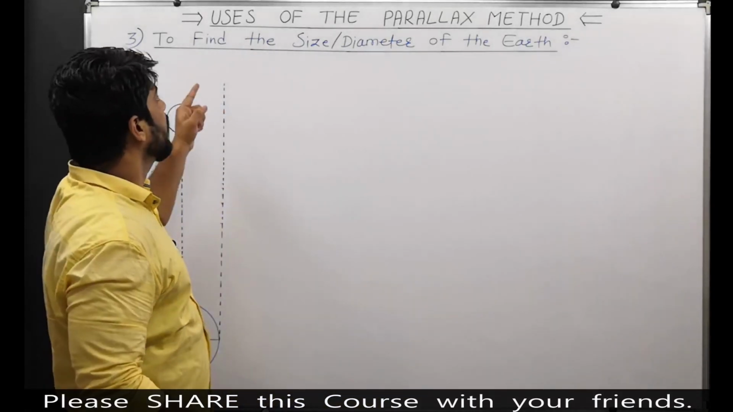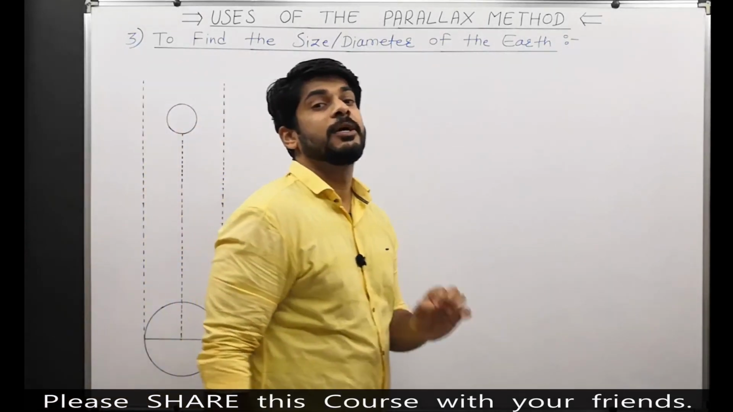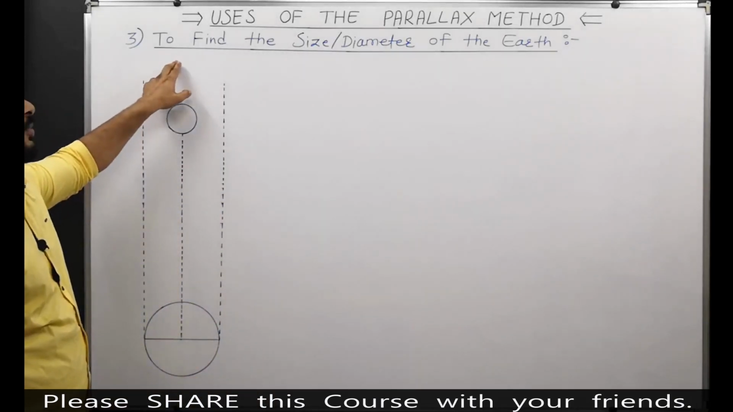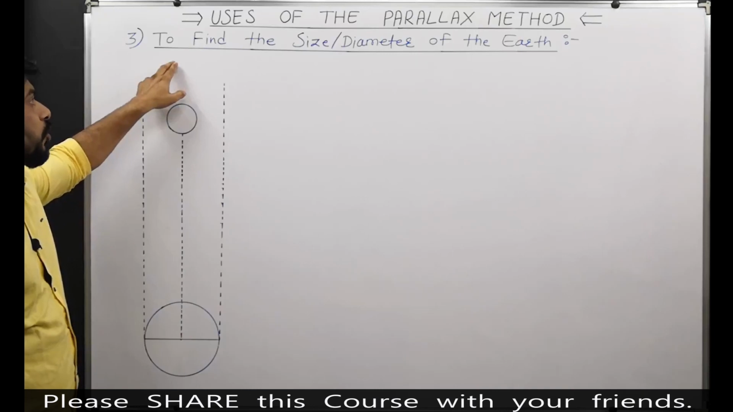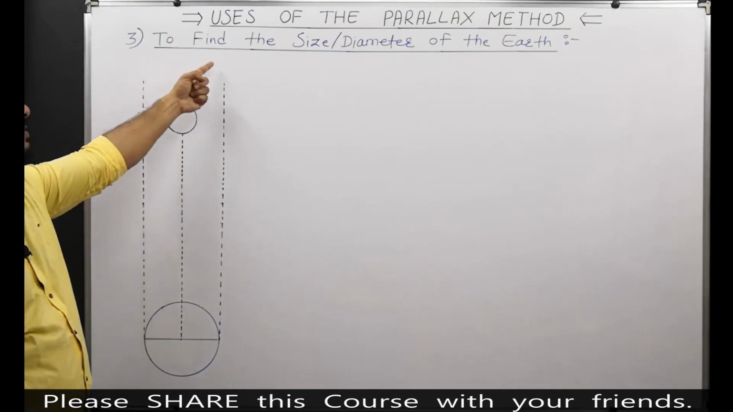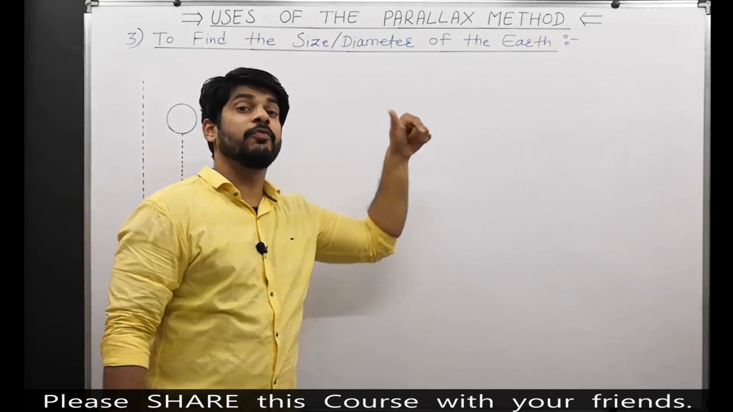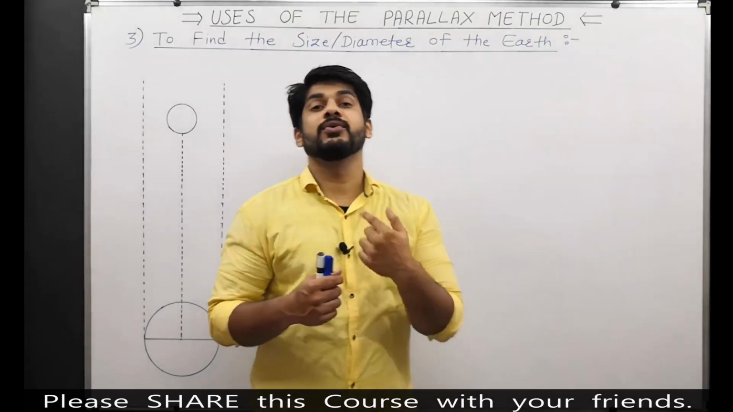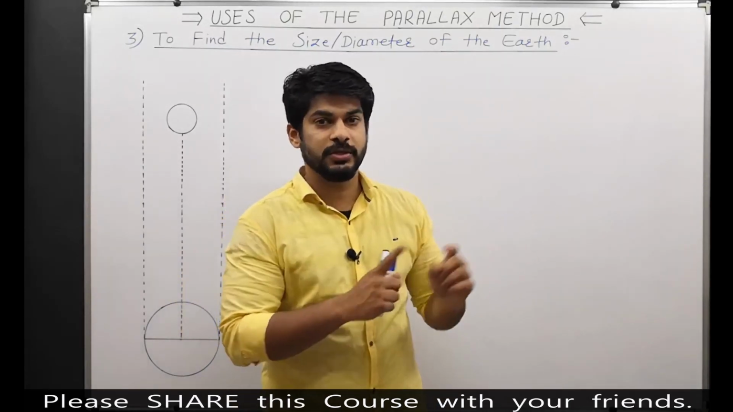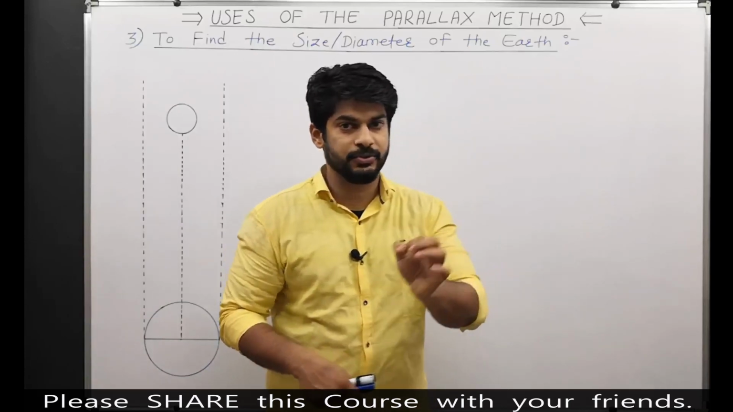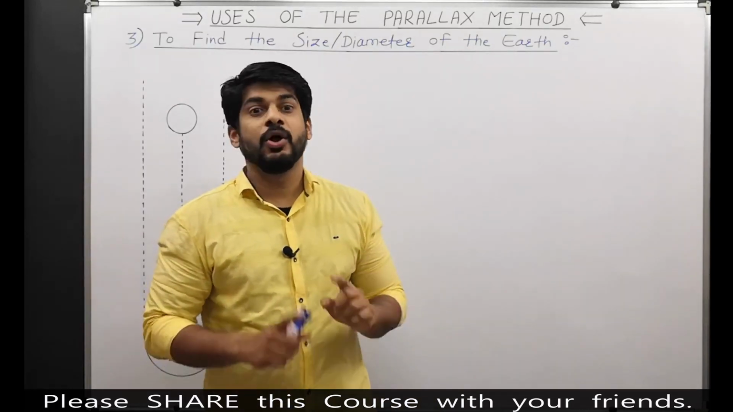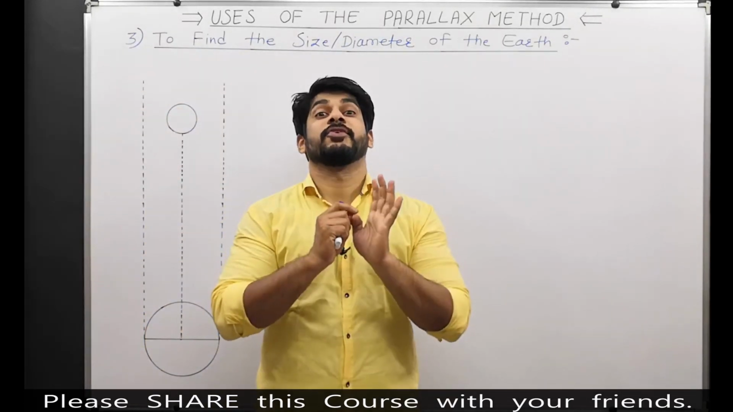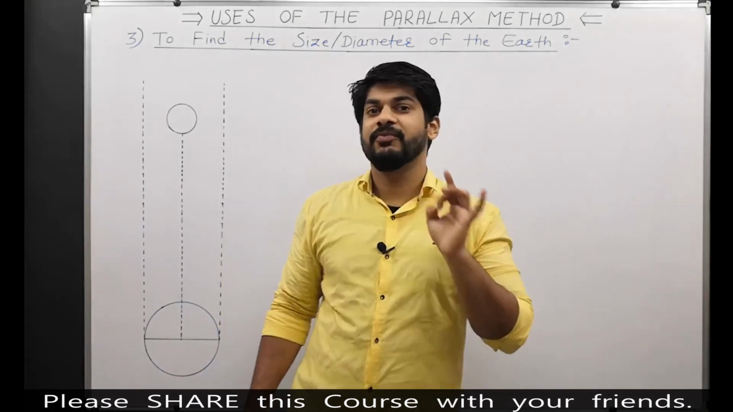Now in this one we are going to talk about the third use of the parallax method. In this video we are going to talk about how to find the size or diameter of the earth itself. If you remember, in the previous video we talked about how to find the size or diameter of the moon, the sun, or any other planet in our solar system. In this one we are not going to find the size of any other object but the earth itself. This is going to be something very interesting.